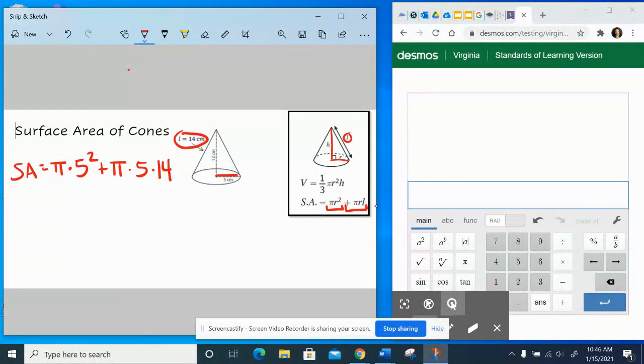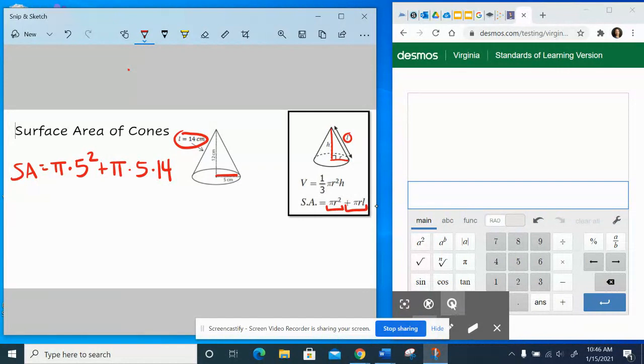Now, you might be wondering, well, where on earth is this coming from? Well, if you think pi r squared, that's the formula for the area of a circle. So that's taking care of the circle part of the cone. If we were to lay out the cone flat, then we would end up with kind of like a rectangle, and that's what this pi times radius times slant height is standing for.